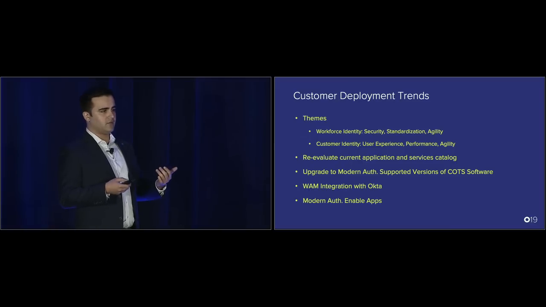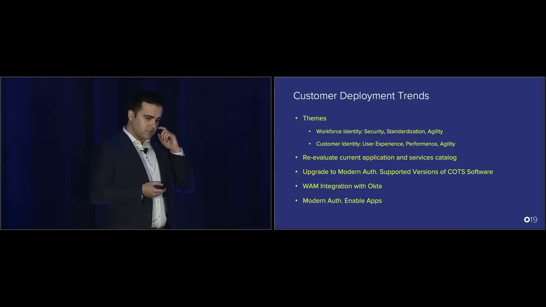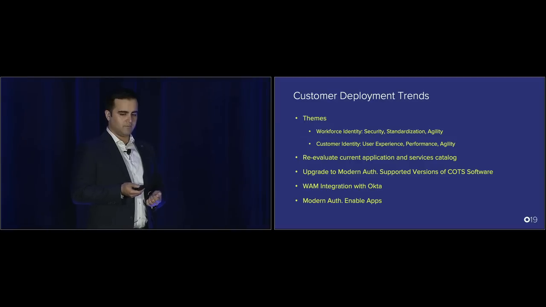So if you're integrating with other cloud-based solutions, SaaS products, it's very easy to integrate because you can use our wizard or you can use one of our pre-built connectors in the Okta Integration Network. For customer identity, agility also plays a role. User experience is usually one of the key factors. I'll share a story with you about another customer.